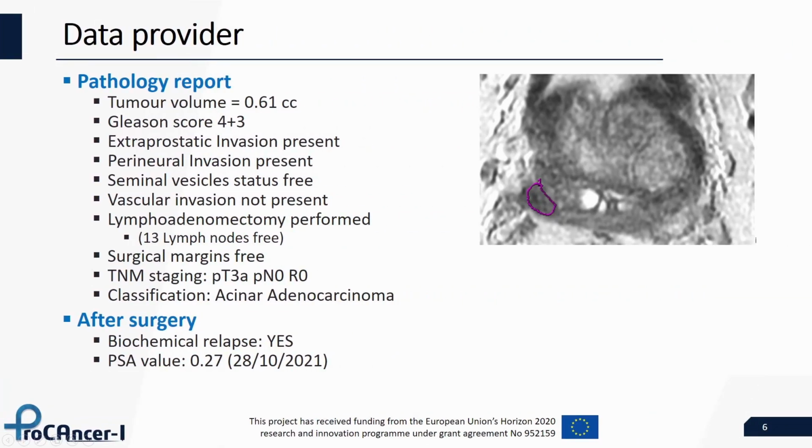The results of the prostatectomy revealed a 4+3 Gleason score lesion extended beyond the prostate gland of an overall volume of 0.61 cc, where biochemical relapse was diagnosed some months later. Now, once the data provider has collected the imaging data corresponding to this patient and performed the first level of anonymization, he can proceed with the process of uploading data into the platform.